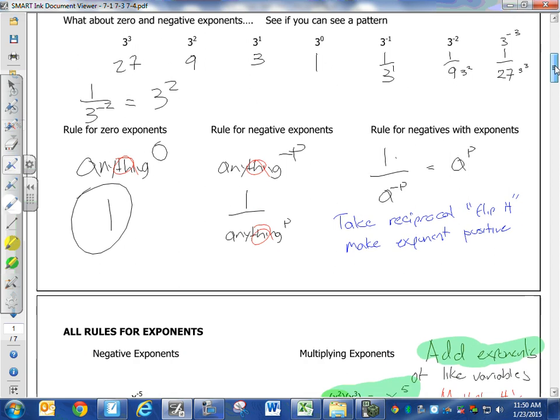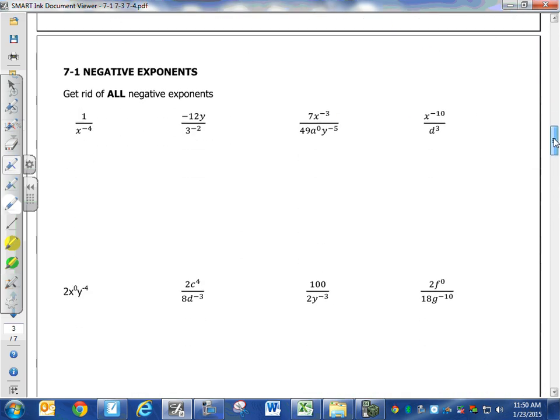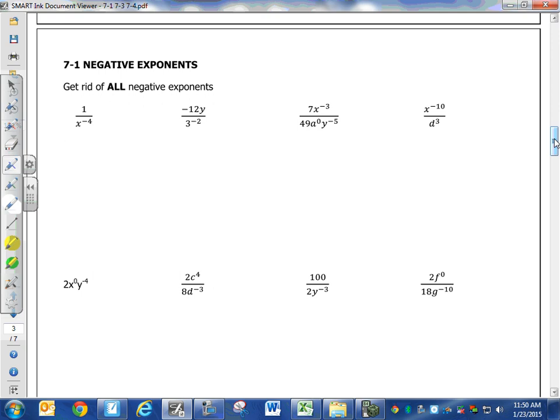Thanks. Take the reciprocal, flip it, make the exponent positive. Let's go to the third page. Now, if I ask you to simplify something with negative exponents, you will get rid of all negative exponents by making the exponents positive. How do you get rid of all negative exponents? You flip the terms with negative exponents. You make the exponents positive. Only the exponent? Yes, only the exponents, not the numbers.